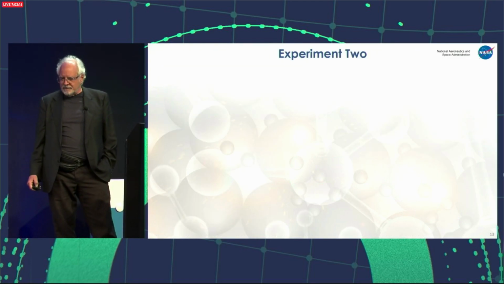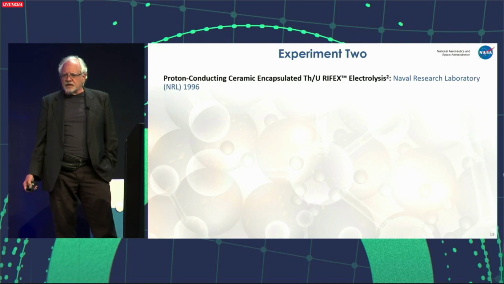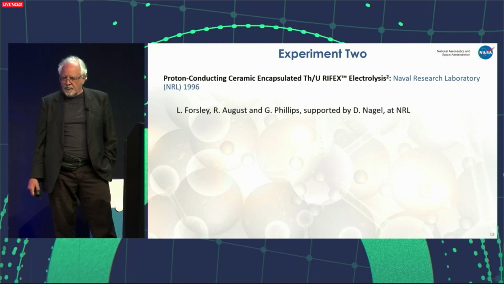Second experiment. This is using a proton-conducting ceramic encapsulated in thorium and uranium, and run in what's called a Rifex electrolysis system from SETI down in Florida. And this was run at NRL in 1996. And I ran this with Bob August and Gary Phillips with the support of Dave Nagel. You may not remember this.